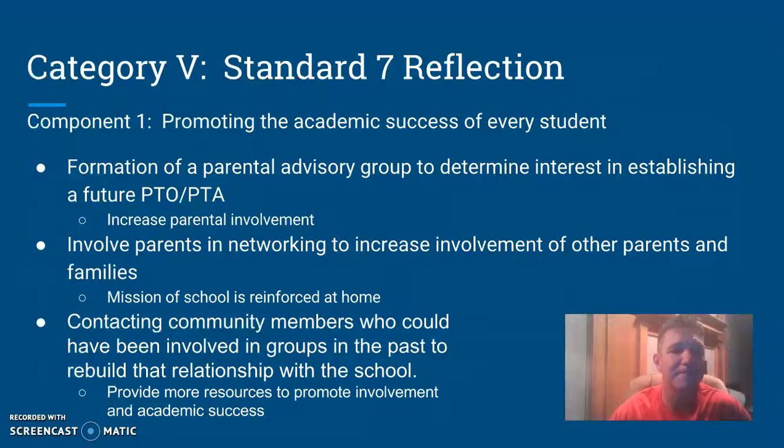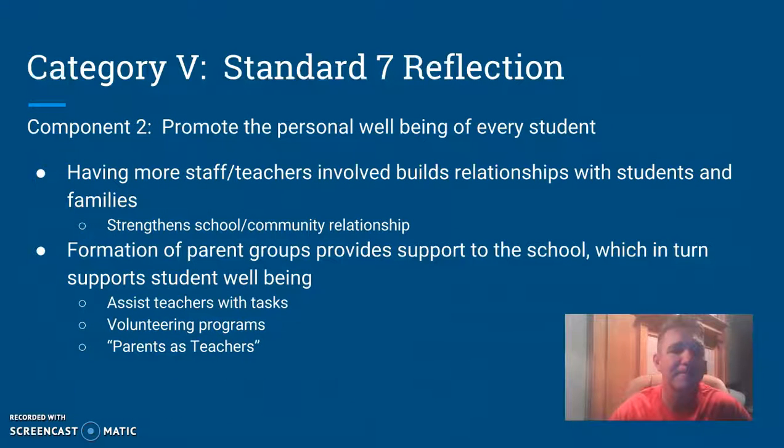And by contacting community members who could have been involved in the past, we could rebuild a relationship that's been broken and partnerships with the school. This would provide more resources to promote individual academic success and involvement with the community for our students. Component 2 asks me, how does my plan promote the personal well-being of every student? By having more staff and teachers involved in this new group, this will build stronger relationships between the students, their families, and the school, and this strengthens the school-community relationship. Also, by forming a parental group, this provides support to the school, which in turn supports student well-being.